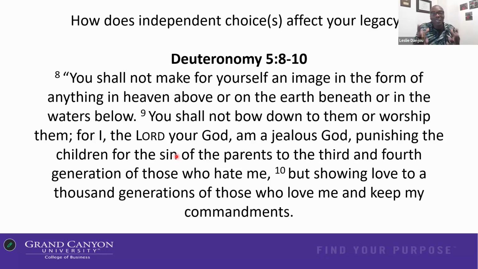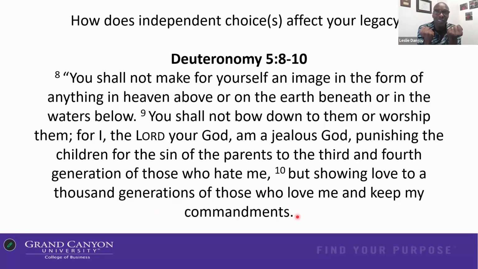So, in essence, it makes no logical sense to worship something on earth, something above the earth, or something beneath the earth, because God created all of those things. Why not worship Him? It says, but showing love to 1,000 generations of those who love me and keep my commandments. So if you were to put this on a balancing scale, which one would you do?